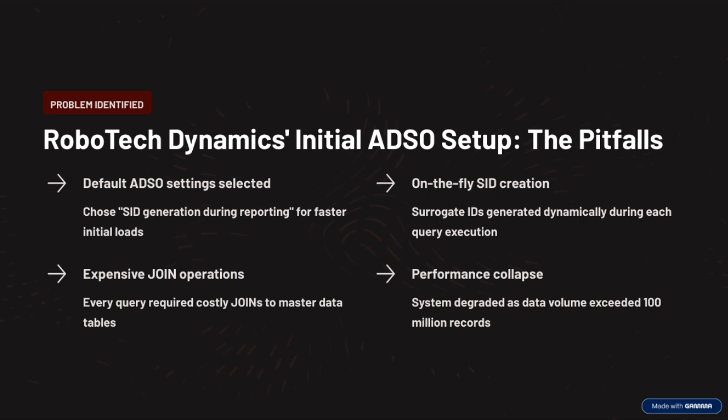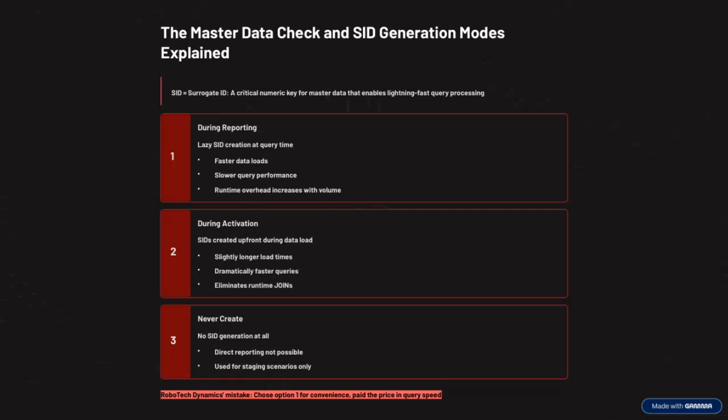Let's talk about Robotech Dynamics' earlier mistake. They chose option 1 for convenience, thinking it would simplify things, but it actually came with a significant cost: slower query speeds. This approach was mainly used for staging scenarios, so it wasn't suitable for direct reporting. Because of that, direct access wasn't possible, and no SID generation was performed at all, meaning there was no way to create unique identifiers up front.